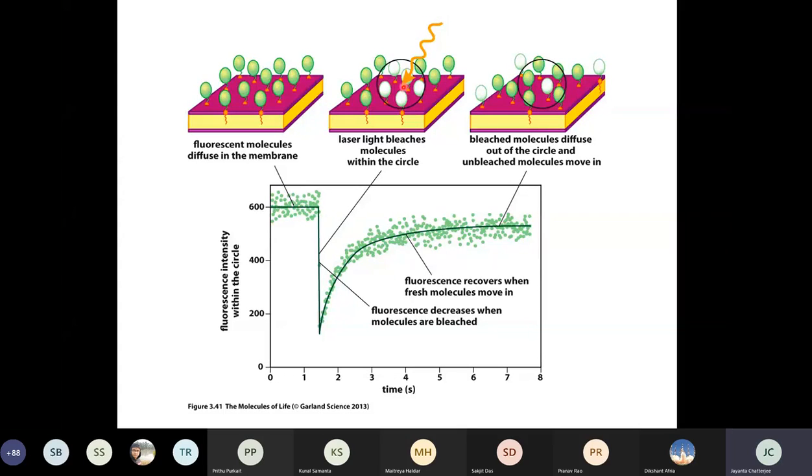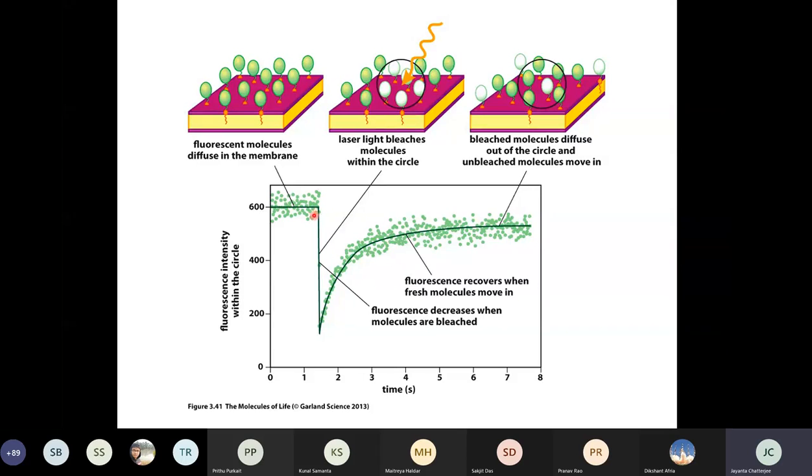This is what is done in the real experiment. In this graph you have the fluorescent intensity on the y-axis and the time in seconds on the x-axis. Each dot sort of represents a green fluorescent protein, and there are many fluorescent proteins with a very high intensity. Then suddenly, when you shine the laser, you bleach them, meaning you destroy the fluorescence of these proteins.